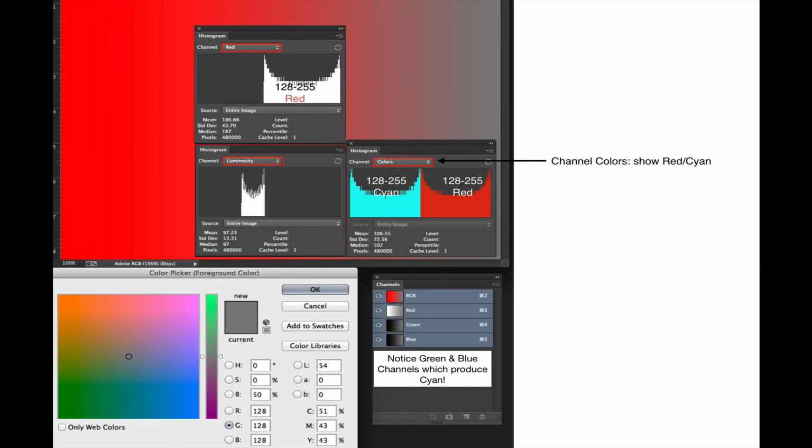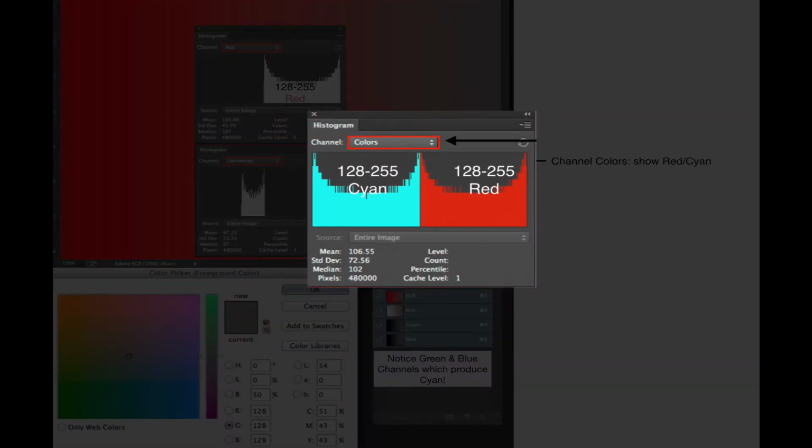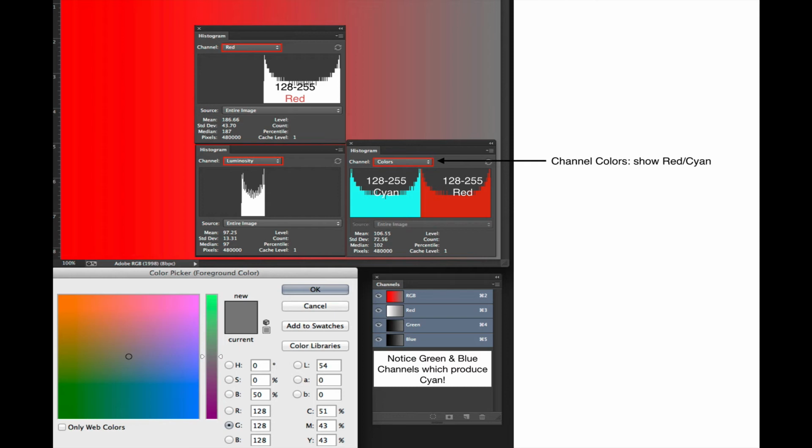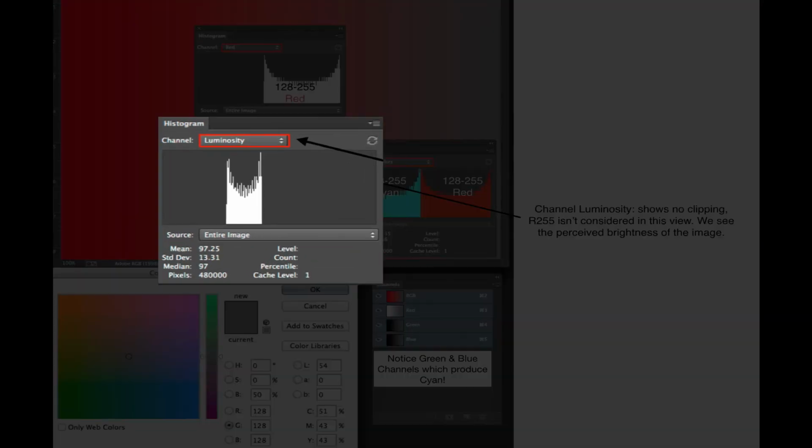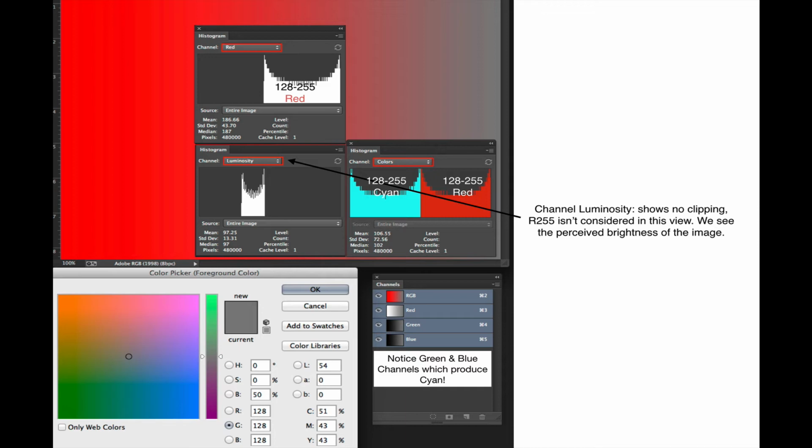If I set the channel to colors, it shows me red on the right and cyan on the left, which makes sense after we saw that last slide. And lastly, if I set it to luminosity, I'm seeing a vastly different histogram because this is based on the brightness of the image, not those particular saturated colors. So it is in this example where you can see that the luminosity histogram gives us a completely different feedback than the red, green, blue, or color histogram.